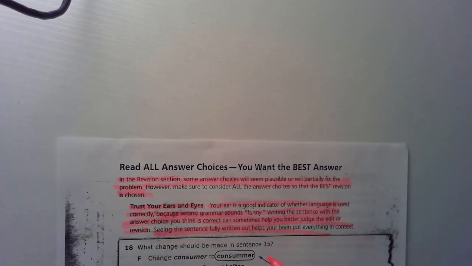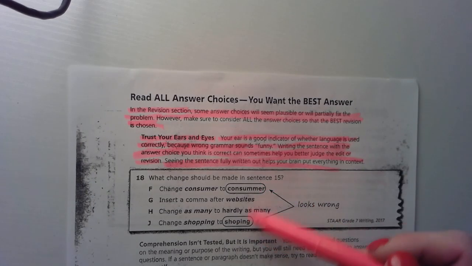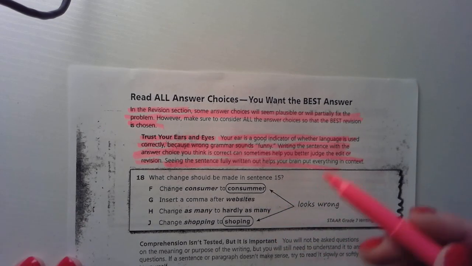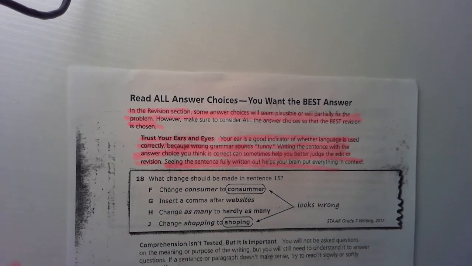What change should be made to sentence 15? Change consumer to consumer's, insert a comma after websites, change many to hardly as many, or change shopping to shopping's. But look, which one? These look wrong, don't they? So again, using your eyes and your ears. This is step 6.